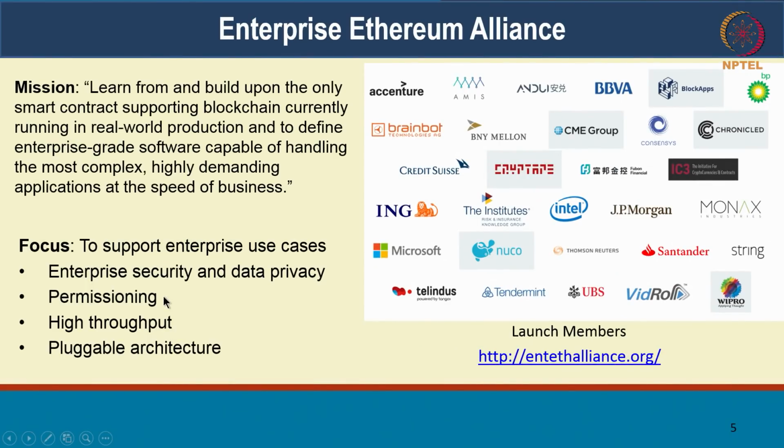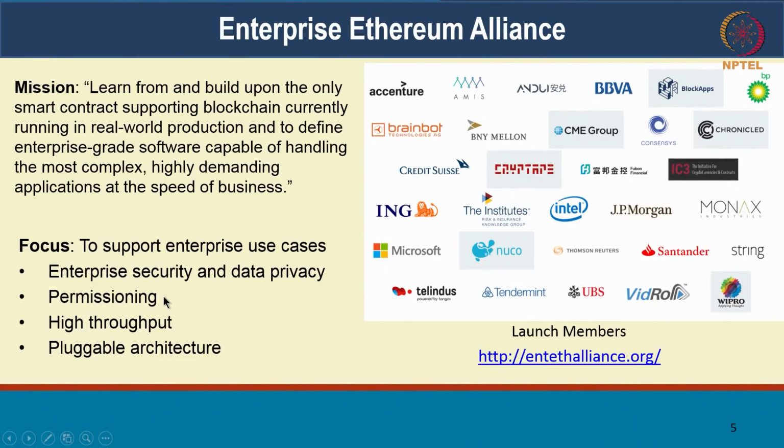So what are some of the main critical properties they were looking for? They were looking for security and data privacy. We've looked at how Hyperledger Fabric provides many of these capabilities, but they're trying to bring these capabilities into an enterprise version of Ethereum. They want to bring in permissioning.